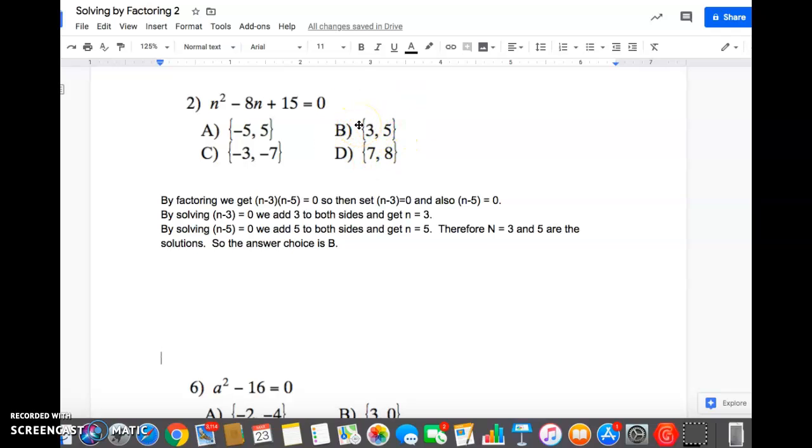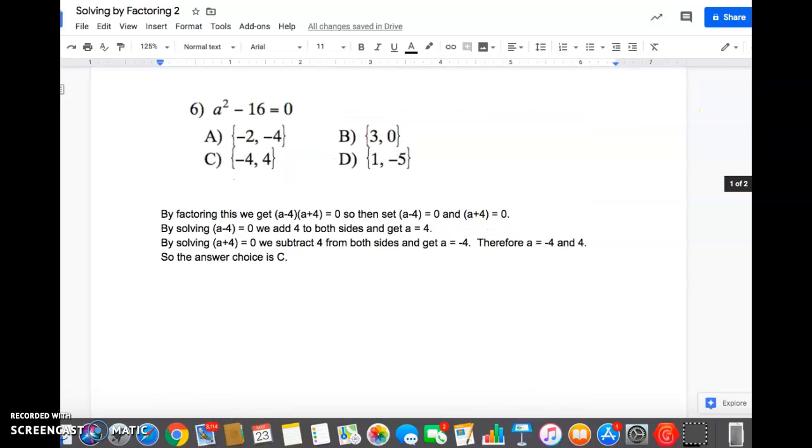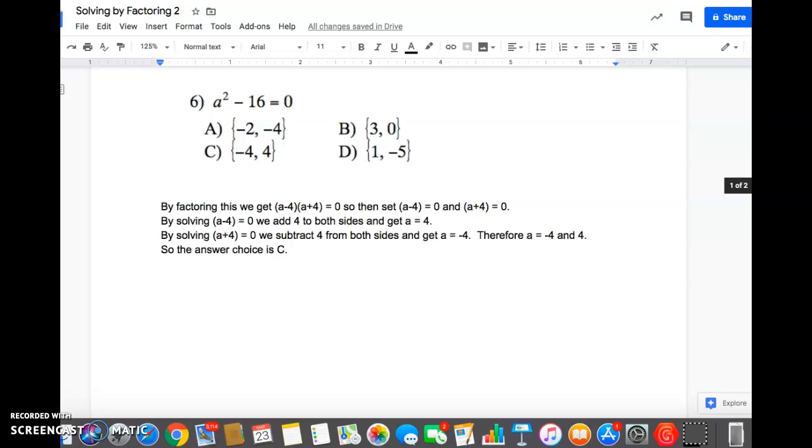All right, so one way to check these as well, remember you can plug these back in and make sure that they work. So if you did do 3 squared minus 8 times 3 plus 15, you should get a 0, and you will. So check those out. So number 2 is one type. So the next type is number 6 here.